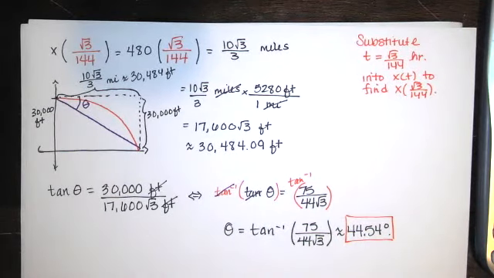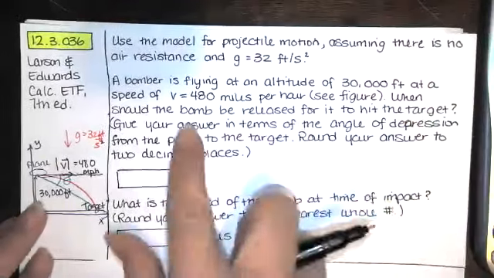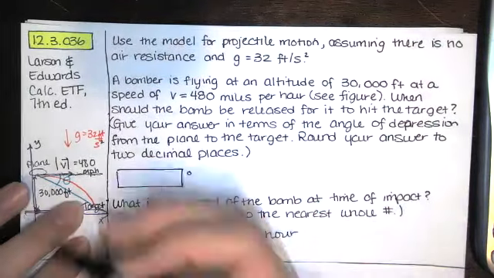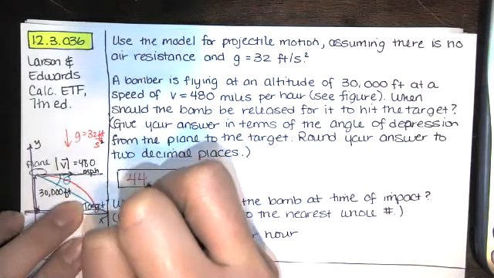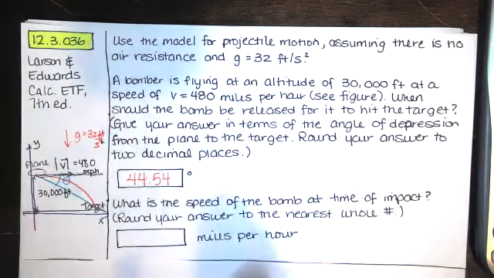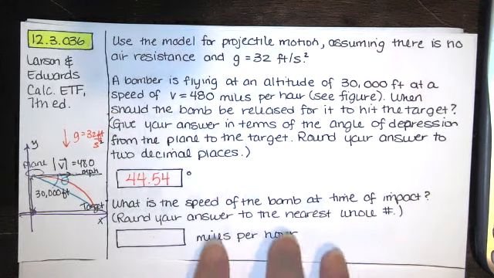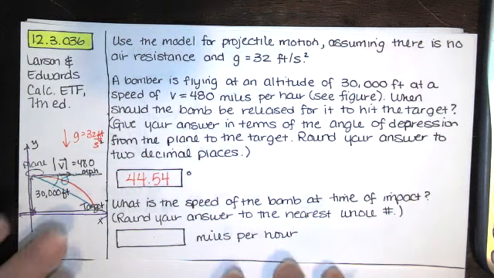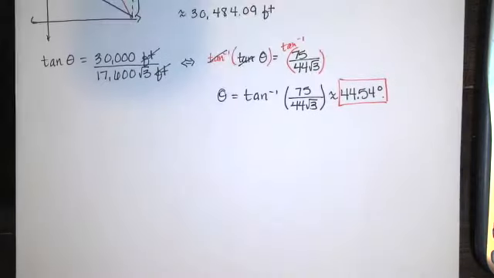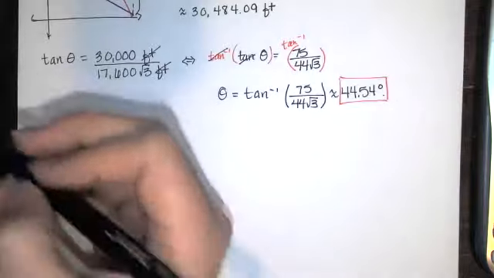So let's go back to the original problem statement. It asks, when should the bomb be released for it to hit the target? And they're not actually asking for a time, they're asking for an angle of depression. We just found that to be 44.54 degrees, which is about 45 degrees, which is what we expected. And now we want the speed of the bomb at the time of impact for us to round to the nearest whole number, and we want speed in miles per hour. Okay, now in order to find speed, first we need to find velocity.